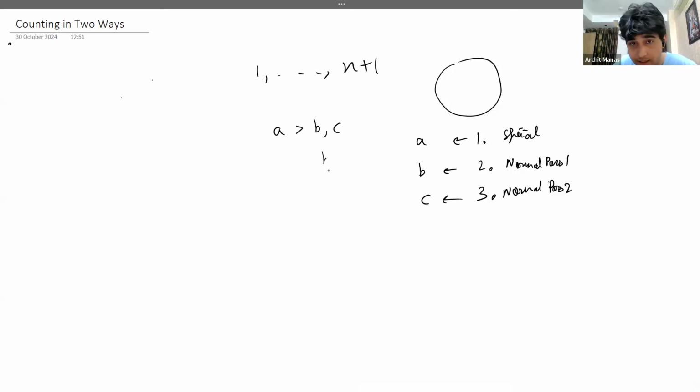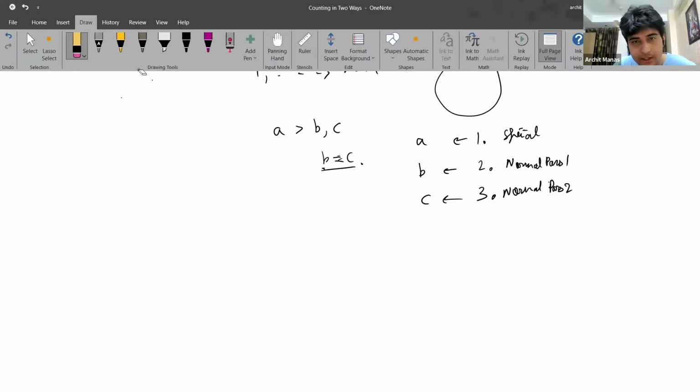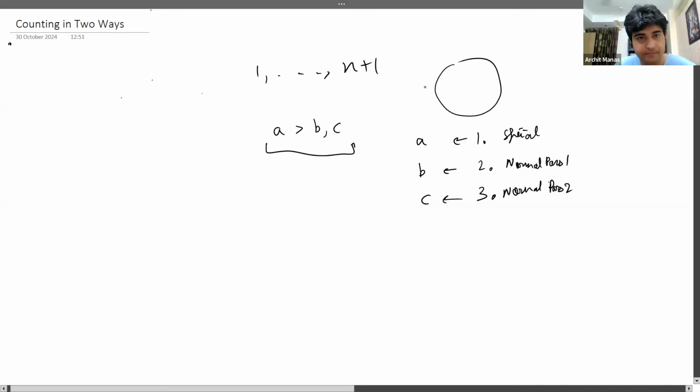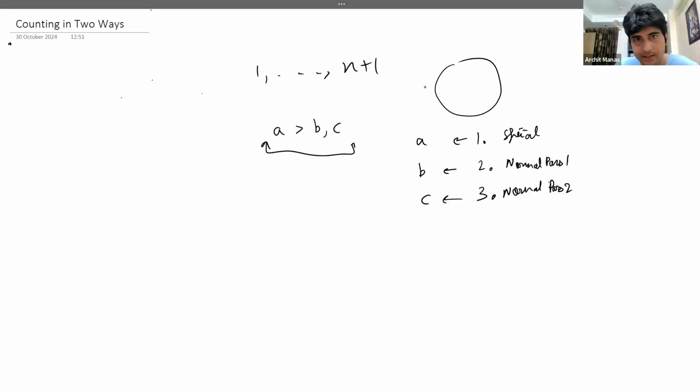Here, note that B could be equal to C. That's an important thing to note. B is allowed to be equal to C, so you could give the two normal passes to the same person. What you need to do is find the number of possible ways you could distribute these passes. The pass is just like a ticket. All you're doing is assigning each of these fields some value A, B, or C, and then ensuring this condition. So how many ways are there to do this?